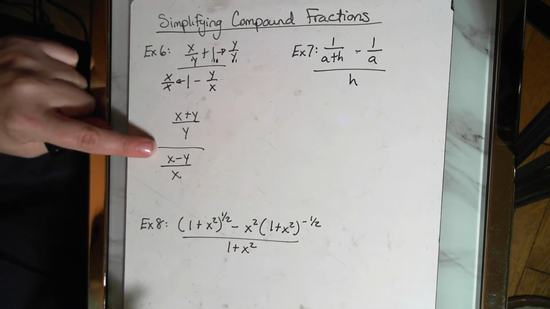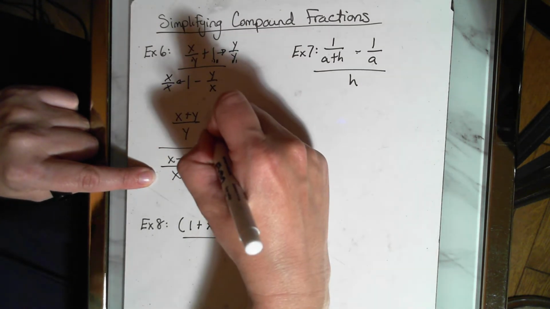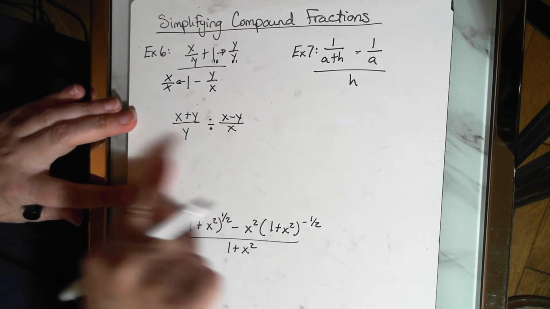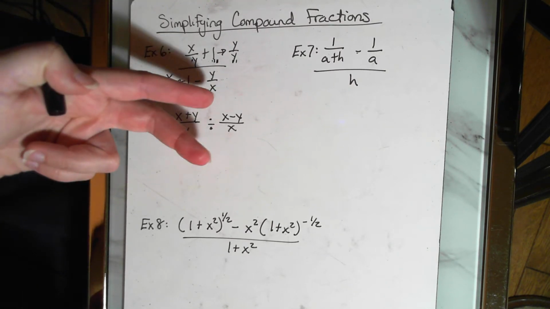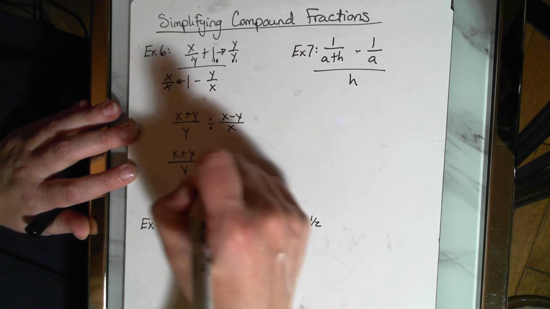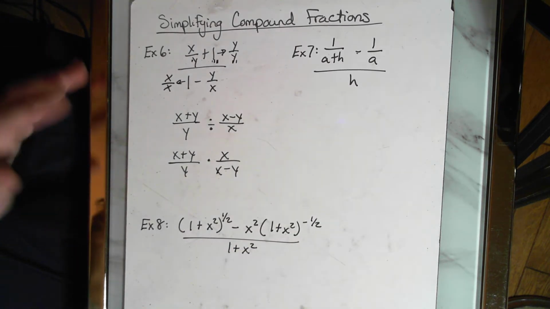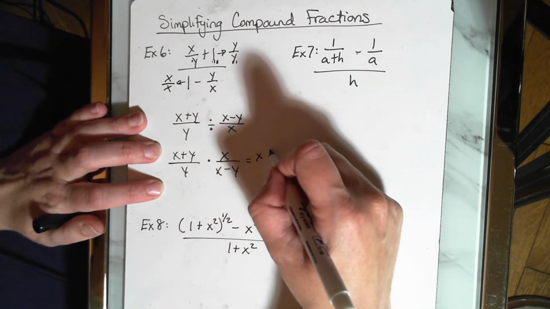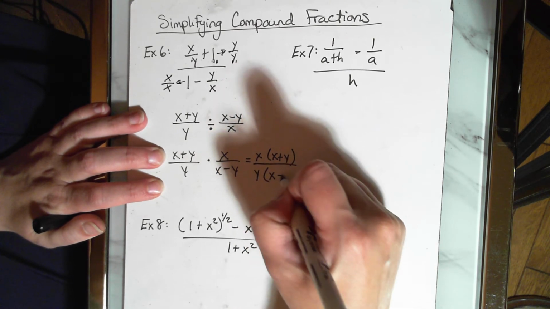Now remember, this fraction mark means divide. So this entire thing actually means divide these things, like that. Okay, so to divide that, I just flip this fraction and change to multiplying. So it's x plus y over y times x over x minus y. Now all I do is I just multiply these and I'm done. So it's x times x plus y over y times x minus y.